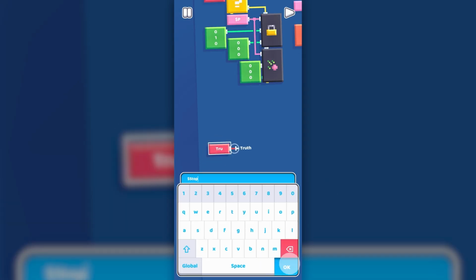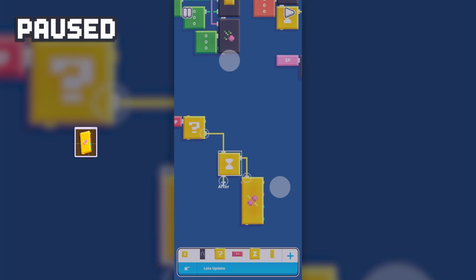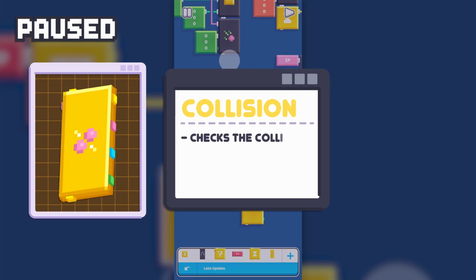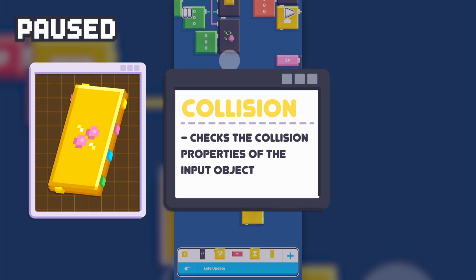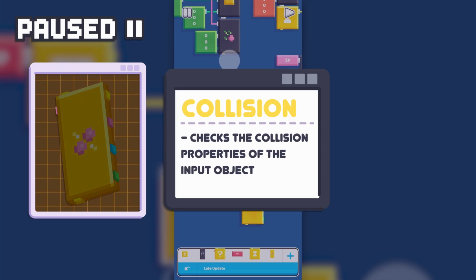Check if the game hasn't stopped before attaching it to a late update sensor. Then we connect it to a collision block. Given an object, this block checks for any collision and returns related properties. Aside from the before var, we only have one input here, which is the first object, or the object that we are checking the collision for.